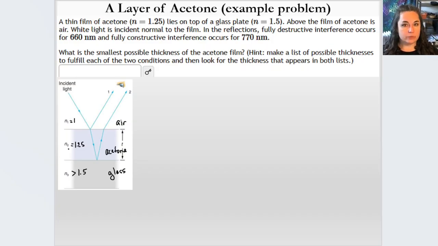And remember when I was talking about the phase shift, I'm paying particular attention to those different N values, which one is denser and which one's not. It says white light is incident normal to the film. So this is white light. We're just going to assume that there's all of the colors in there and they're all going to interfere with each other. I'm going to pin this in here at this point.